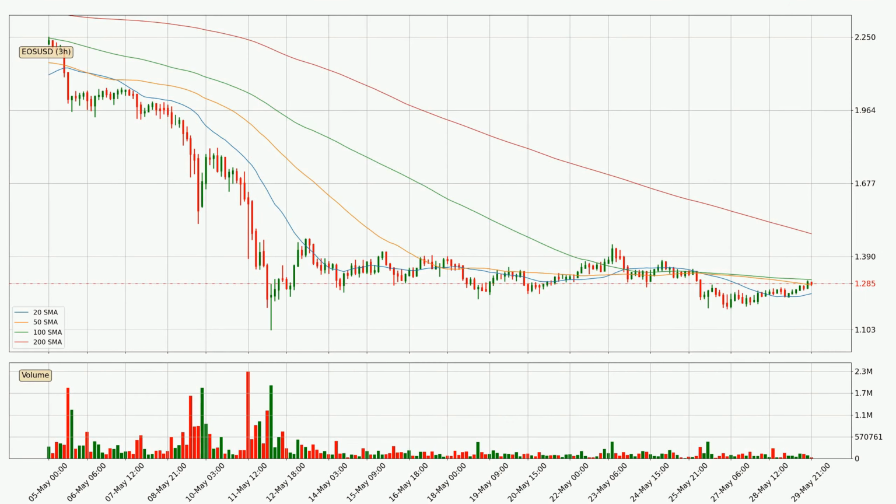Looking at the 3-hourly simple moving averages, at the moment, the price is between the 50 and the 100 SMA. If the price bounces off the 50 SMA, which is currently at 1.28, it could be seen as a support, and the 100 SMA that is at 1.3 could be perceived as a resistance to the upside. If there were to be a break either way, it means that there could be a continuous move in that direction.